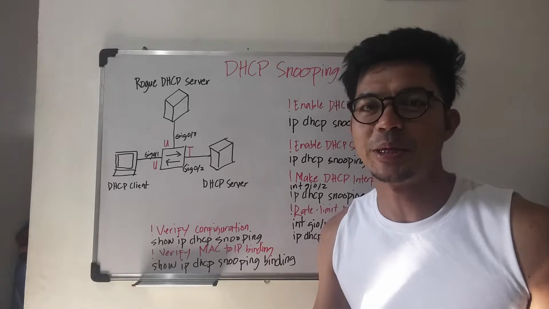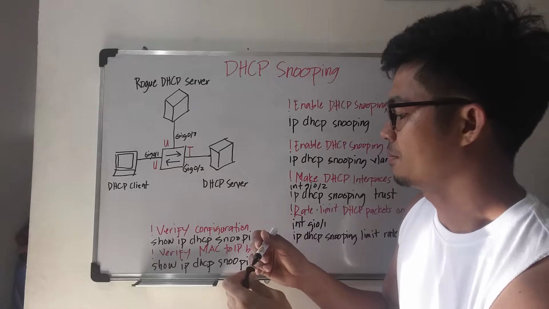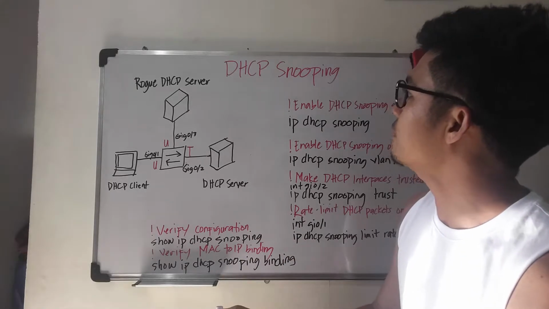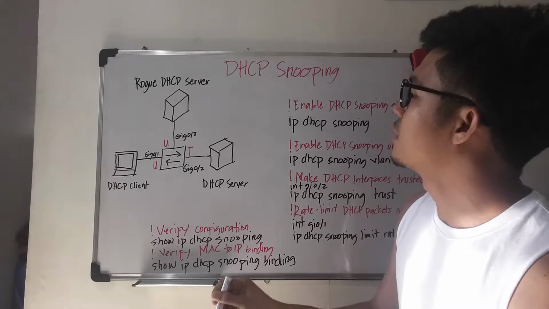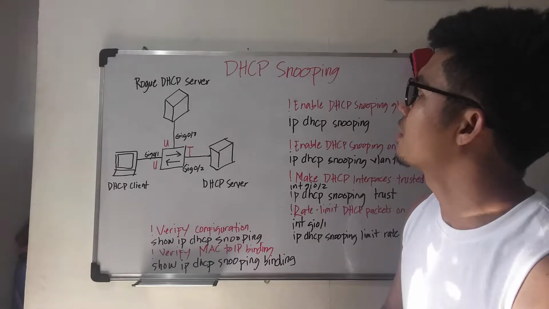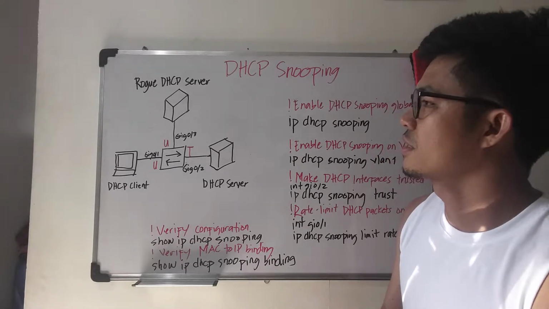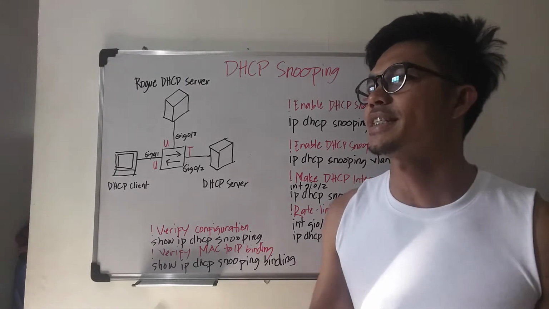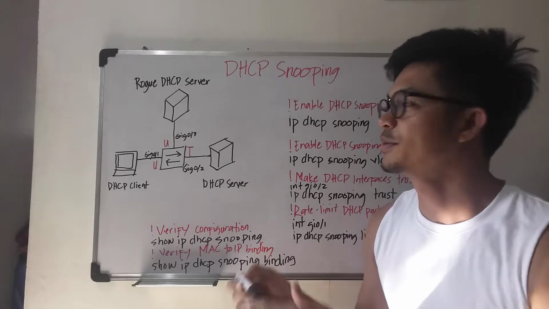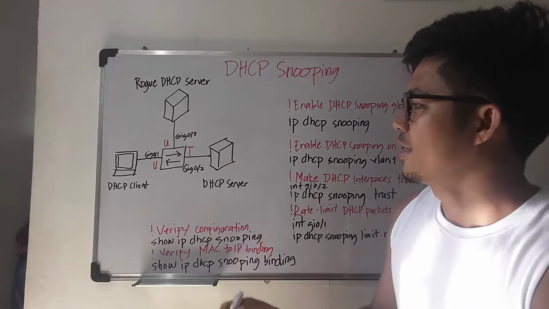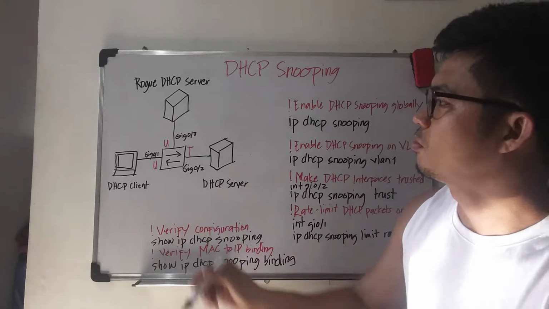In this video, I'm going to talk about DHCP snooping. Why do we need to use DHCP snooping in the first place? We need to use it to prevent an attack called man-in-the-middle attack. So let's take a look at this picture here.